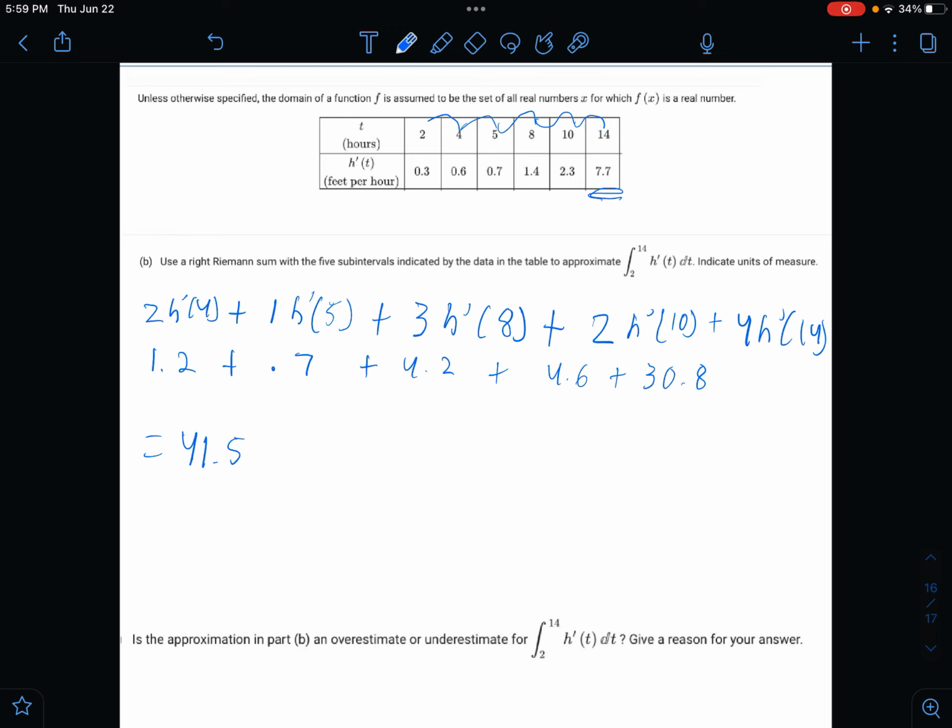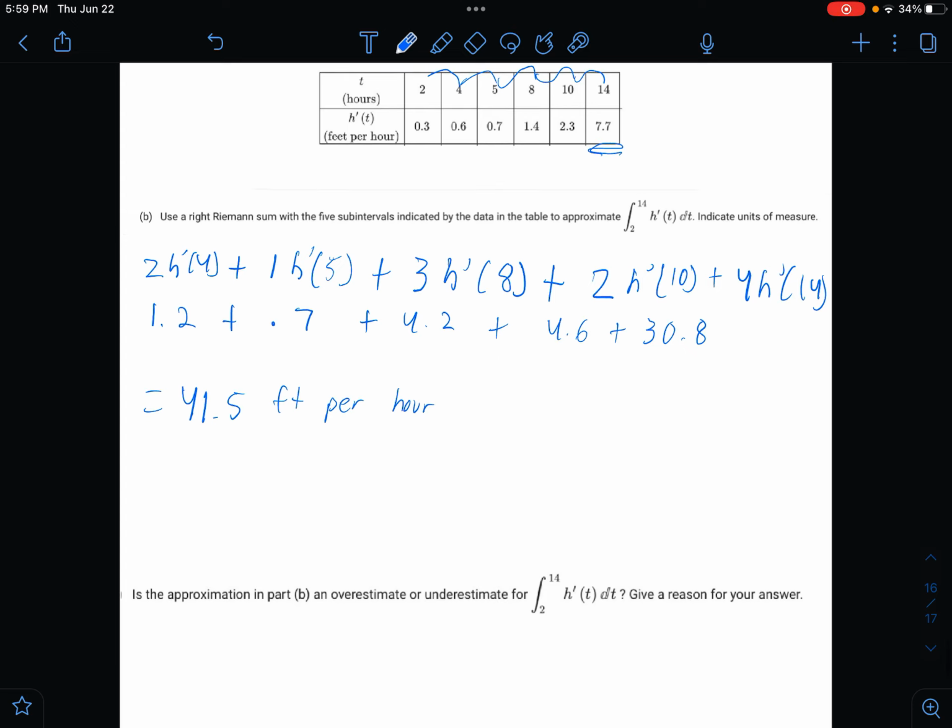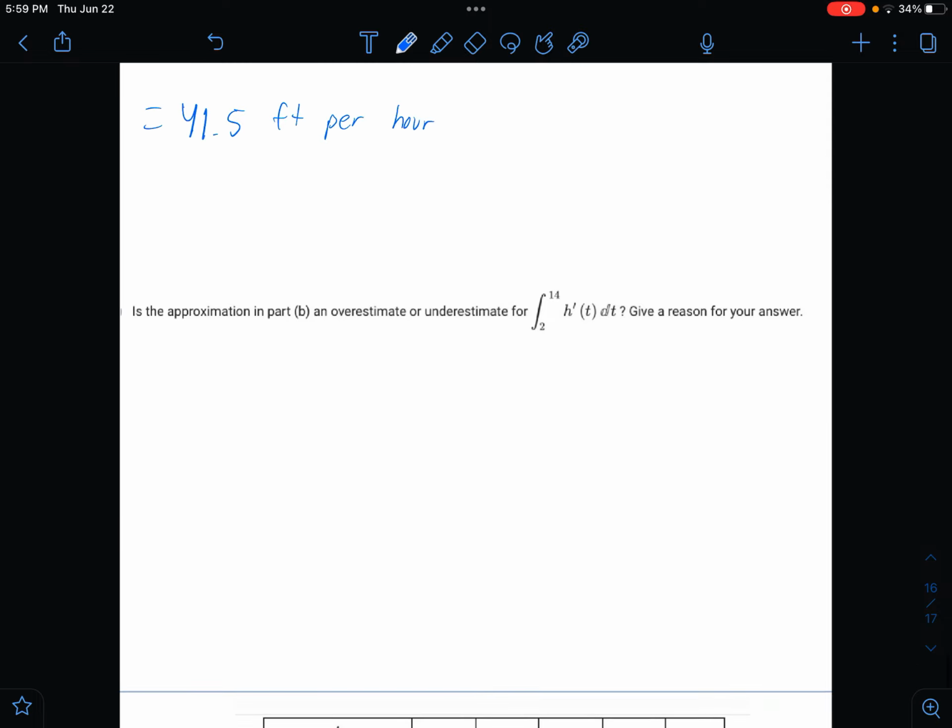Now, since that's our approximation, we have to look at if we're missing anything in the question. Since it's telling us to indicate units of measure, that's just feet per hour. Okay. Now let's go into the second question.